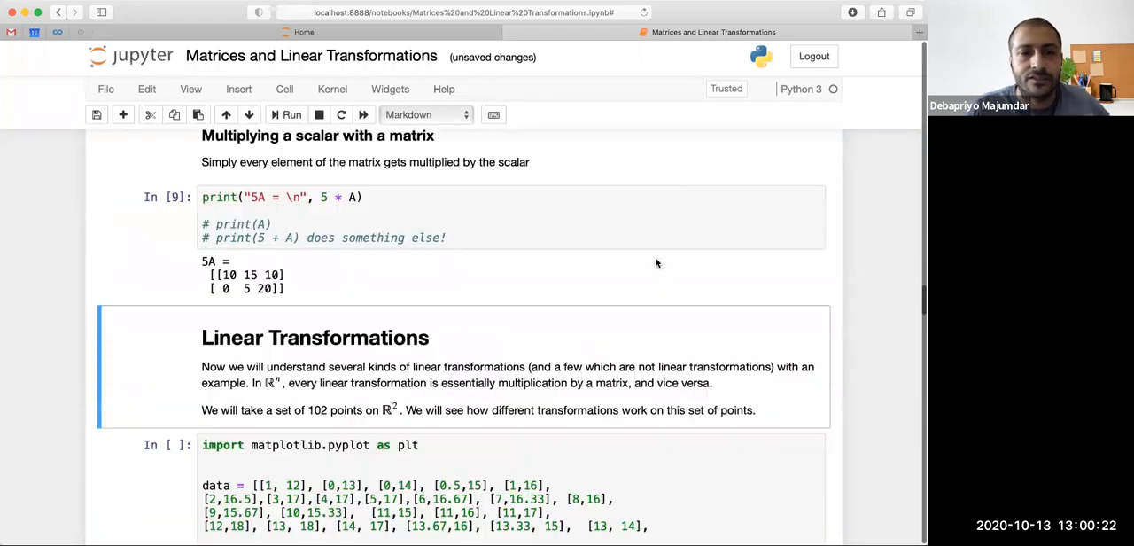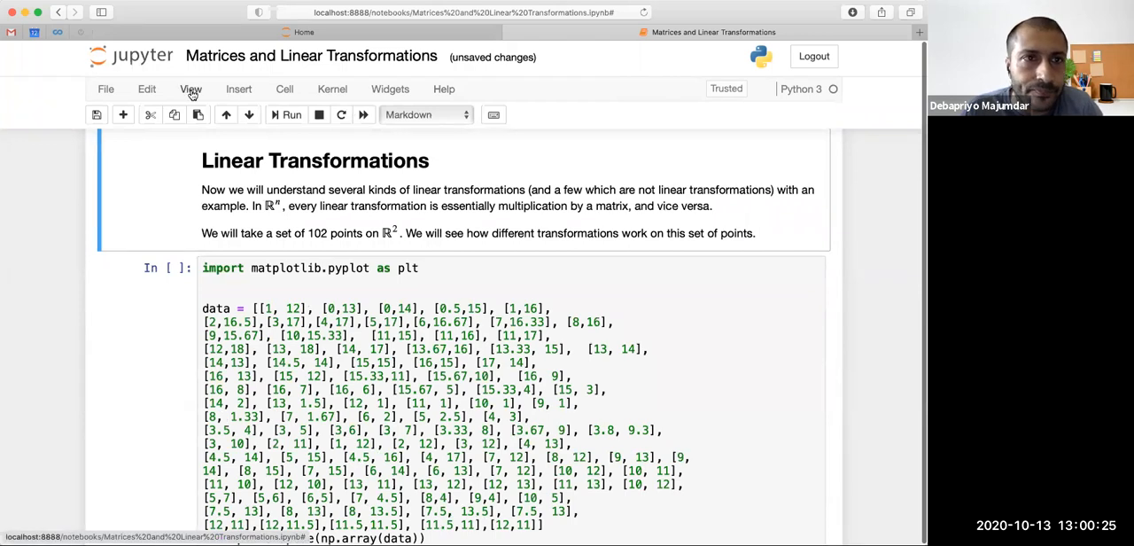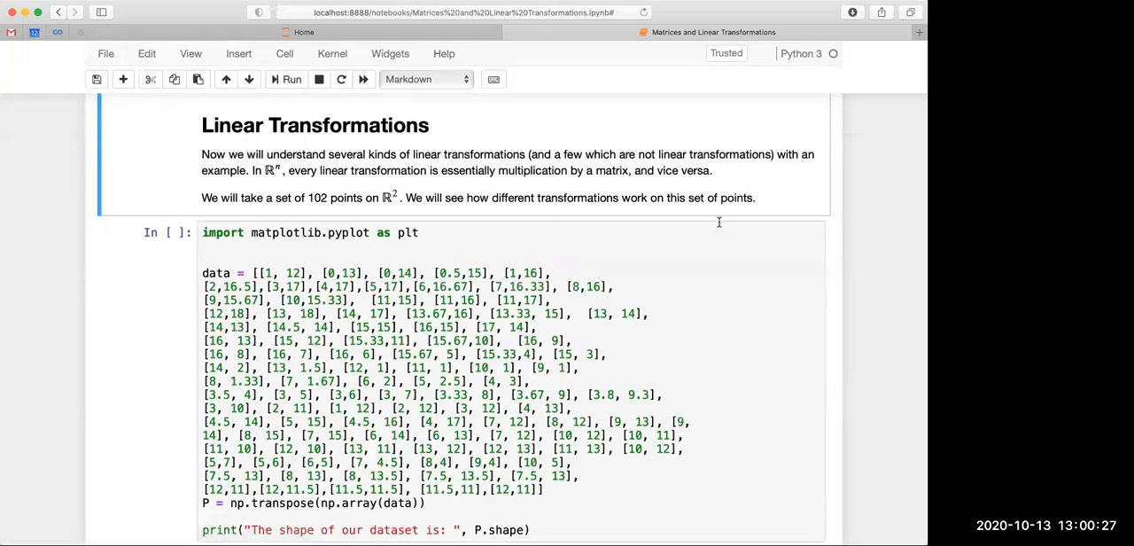linear transformation. Can you see my slides? Yes, sir.